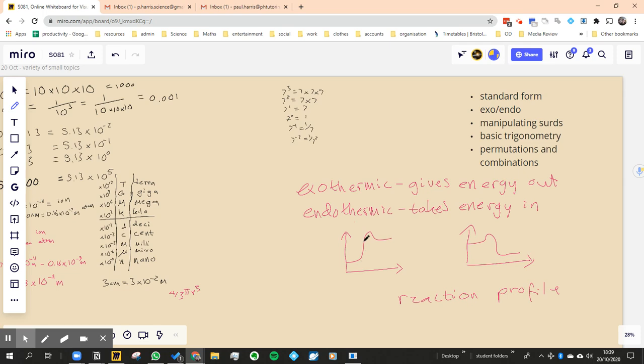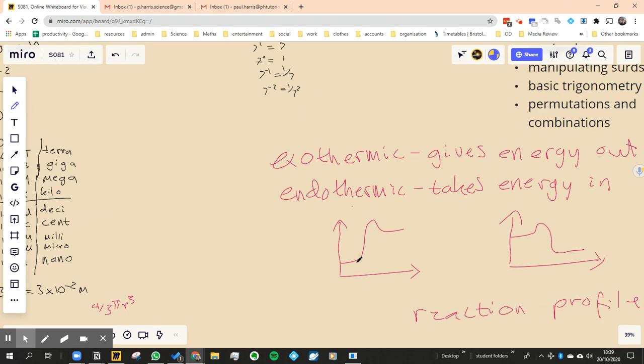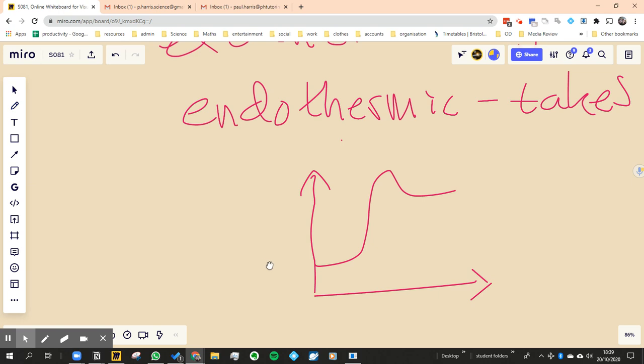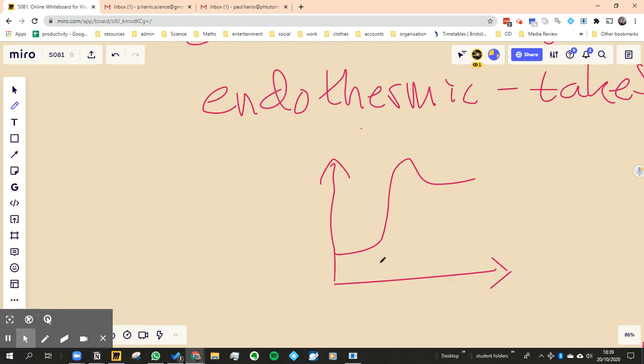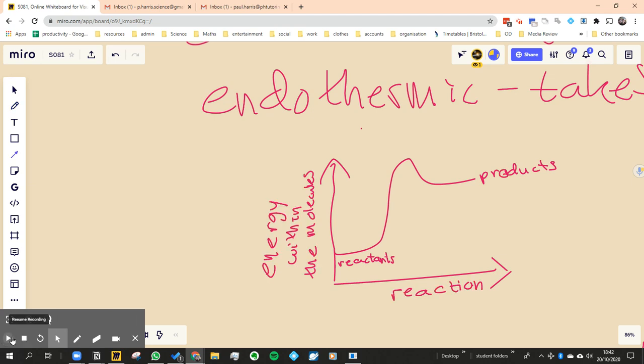So on the left, just before the hump, if we zoom in on one of these graphs, this part of this, well, it should be a flat line. These are the reactants, the energy that's inside the reactants, and this part of the graph is the energy that's inside the products. Then as it goes up, we've given the reactants a lot of energy, and then they're going to react. So this part of the graph here is when they're reacting, and then it drops back down into the products.